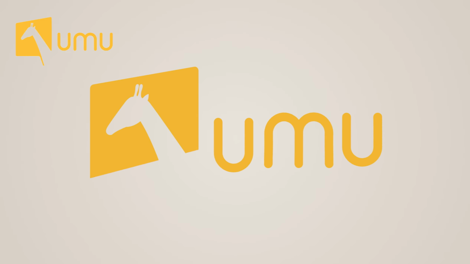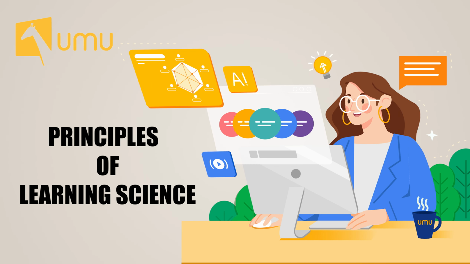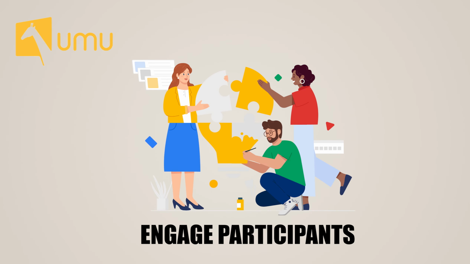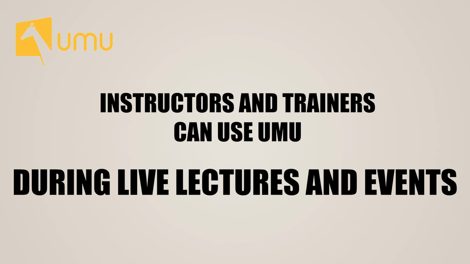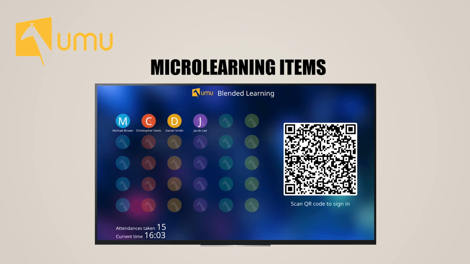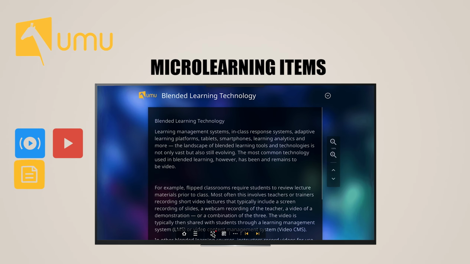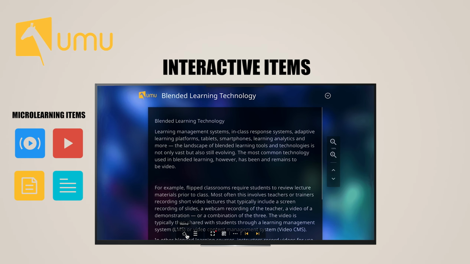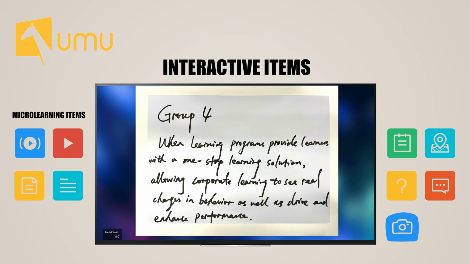UMU is a simple-to-use yet sophisticated online learning platform that uses the principles of learning science to engage participants in interactive learning. Instructors and trainers can use UMU during live lectures and events. With UMU's display feature, they can engage their audience with micro-learning content items like audio slides, video, document, and article. Also, they can use interactive items like survey, attendance, Q&A, discussion, flip chart slides, and quiz.